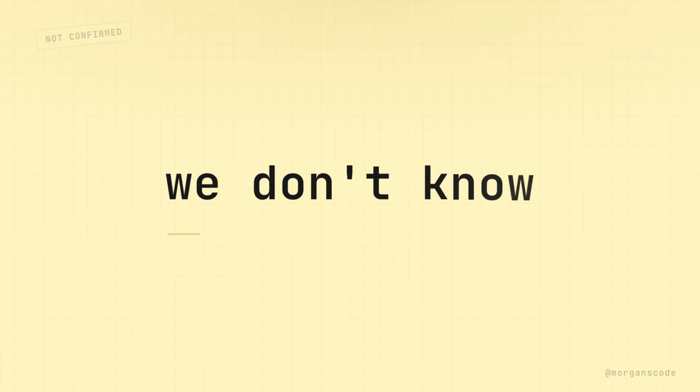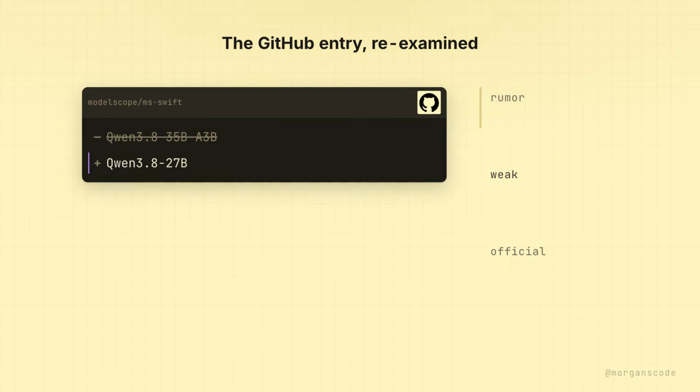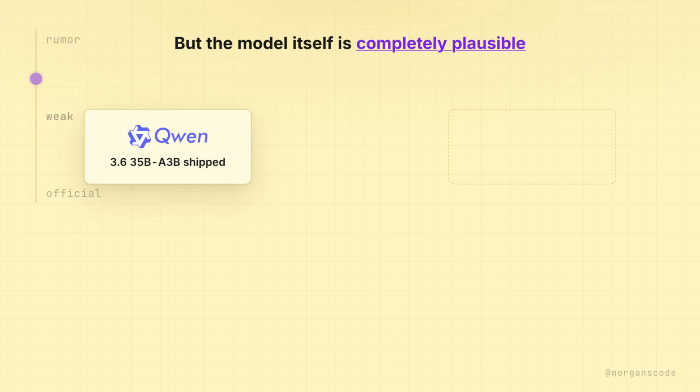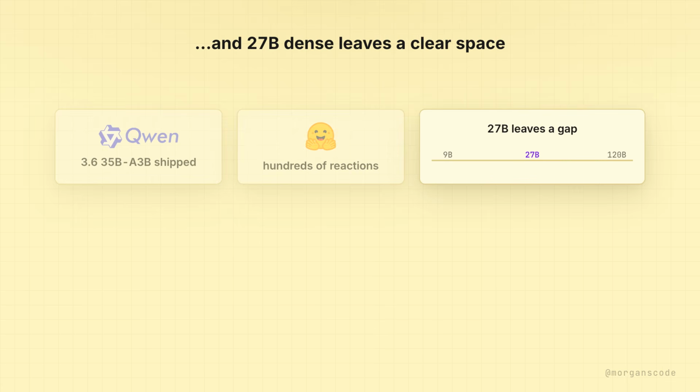Right now, the honest answer is, we do not know. The GitHub entry is weak evidence. It was removed, labeled an incorrect model ID, and never supported by an official Qwen announcement. But the model itself is completely plausible. Qwen released a 35B-A3B in the previous generation, and the community is asking loudly for a new one, and the current 27B dense model leaves a clear space for a faster MoE alternative.